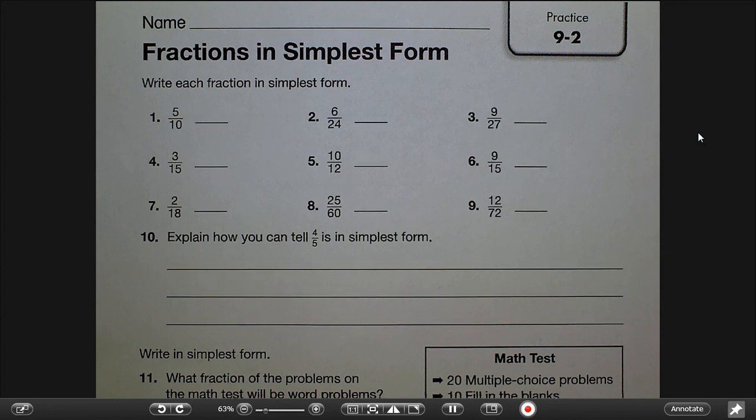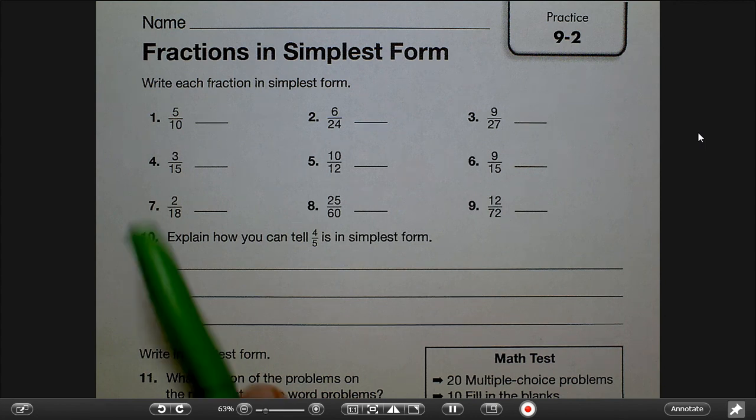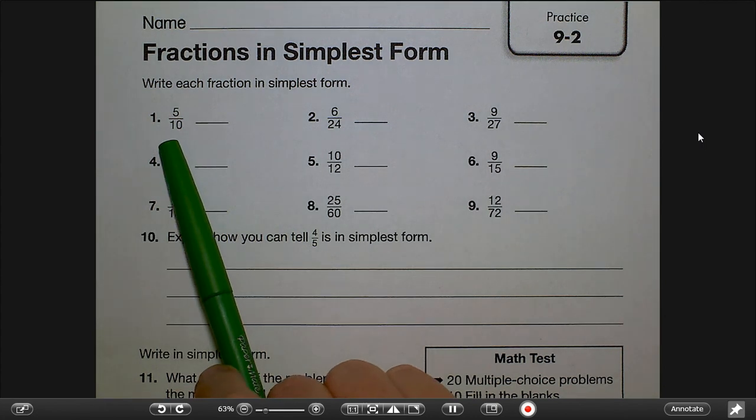So simplest form is something that you've heard me talk about a lot this year. It's important that we know how to write fractions in simplest form. Simplest form can help us, especially when we're trying to understand what a fraction actually means, or we're trying to imagine a fraction. Let's look at the first example here, 5/10.